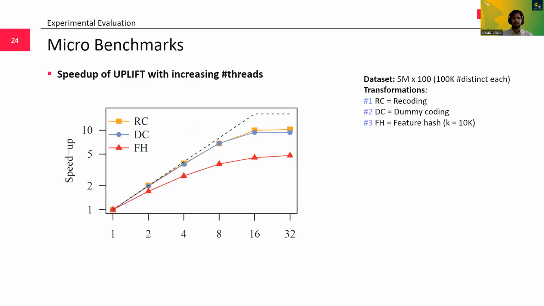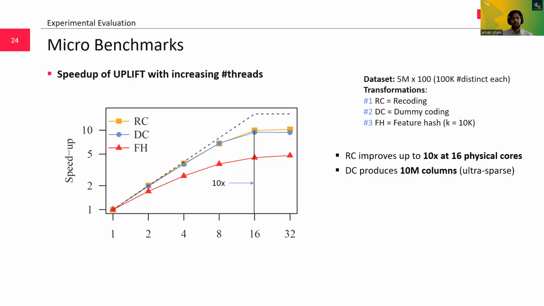In this micro benchmark, we measure the speedup with increasing number of threads. The figure shows recode improves up to 10x at 16 physical cores. Despite producing an ultra-sparse output with 10 million columns, dummy coding performs equally well due to efficient sparsity handling. In contrast, feature hashing shows a smaller speedup because it is a memory bandwidth bound operation.